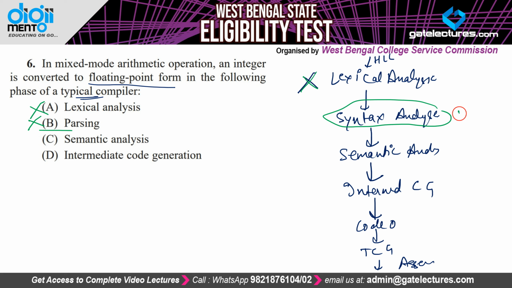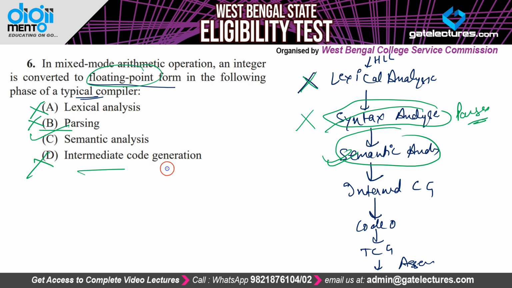I mean, it will create a parse tree, but it is not converting it. But option number C is semantic analysis. In the semantic analysis phase only, an integer is converted to a floating point number. Only in this phase we perform some action. Otherwise, in the first two phases, we do not perform any kind of action like this. They are just checking whether the program is correct or not. So option number C is matching, and option number D is wrong, because intermediate code generation actually gives us a 3 address code, but it does not change it. So the correct answer is option number C here.